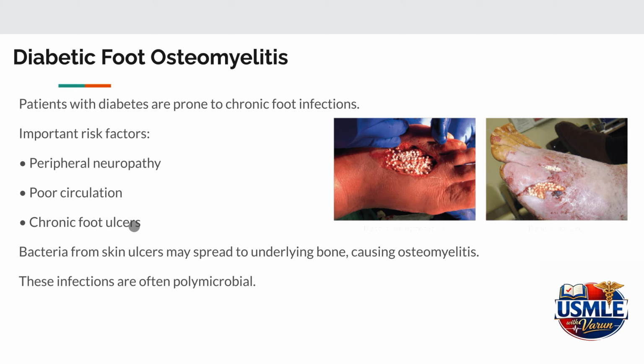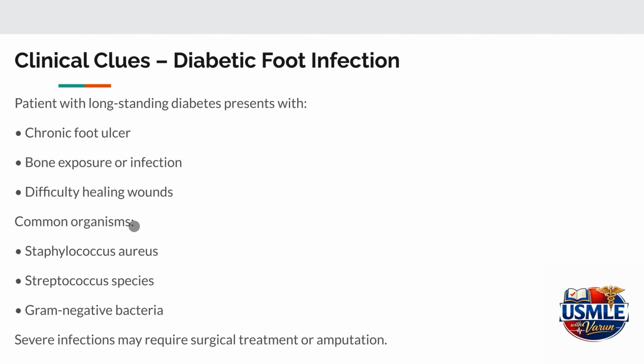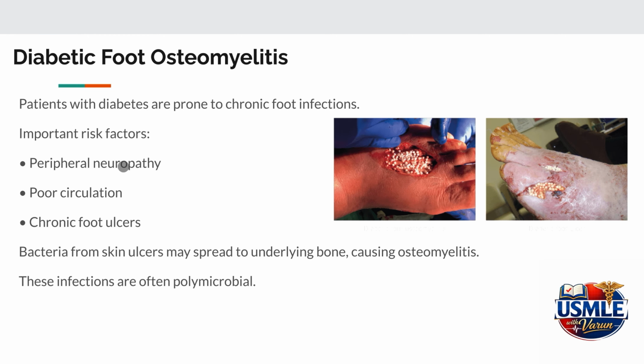Another important form of bone infection that occurs in patients with diabetes mellitus, particularly in the setting of chronic foot ulcers, is diabetic foot osteomyelitis. Diabetes can cause peripheral neuropathy and reduced blood circulation to the feet. Because of this, patients may develop ulcers that they do not notice or do not treat promptly. These ulcers become infected, and the bacteria might then spread from the skin to the underlying bone, producing osteomyelitis as you can see in this image.